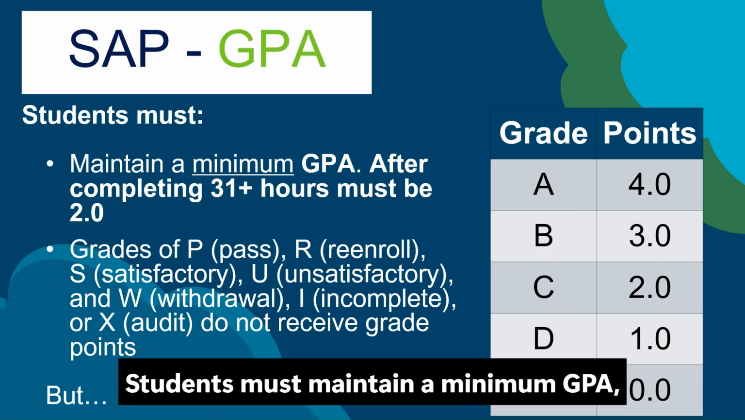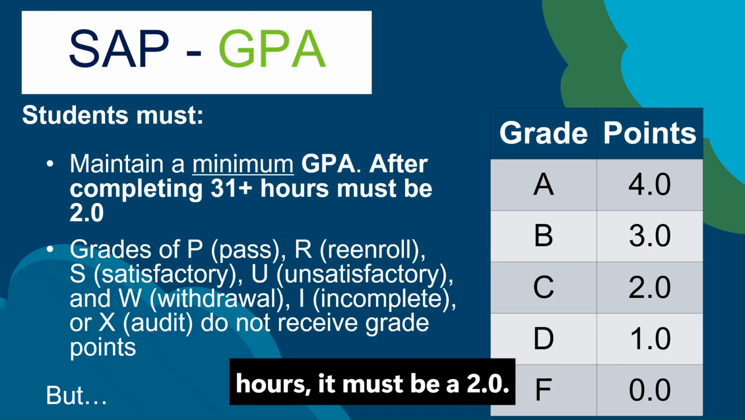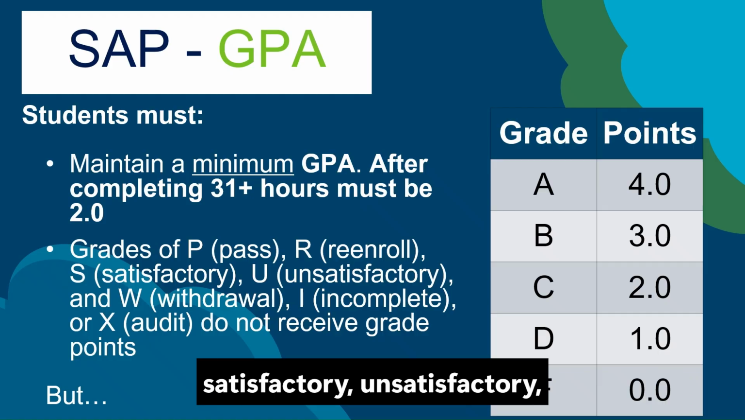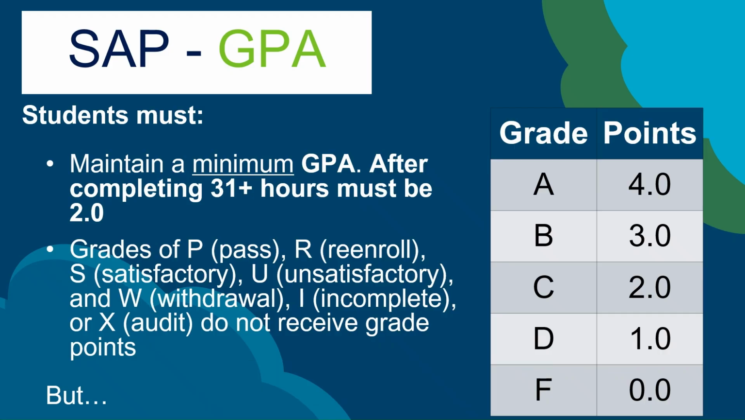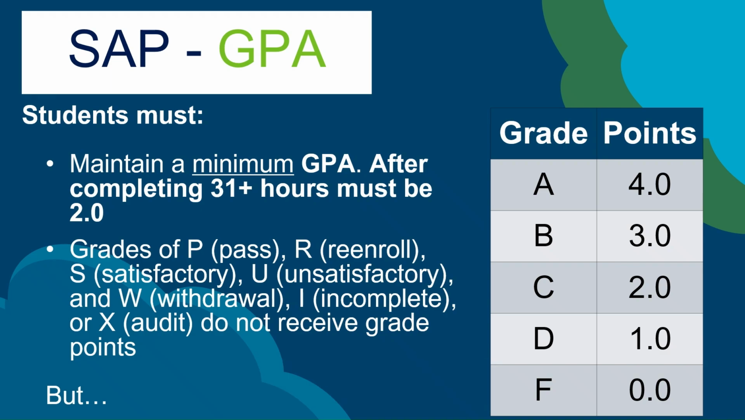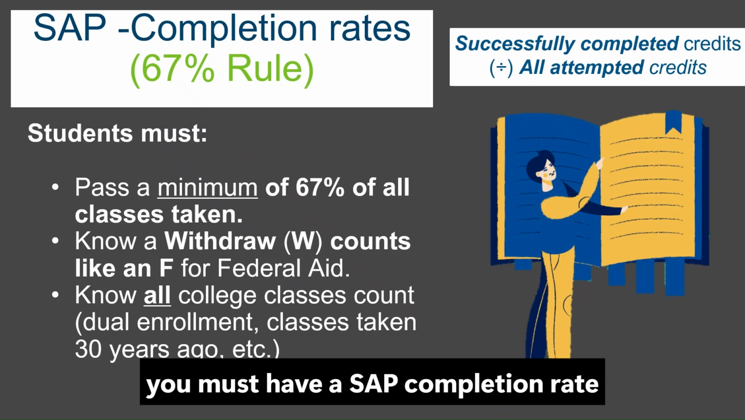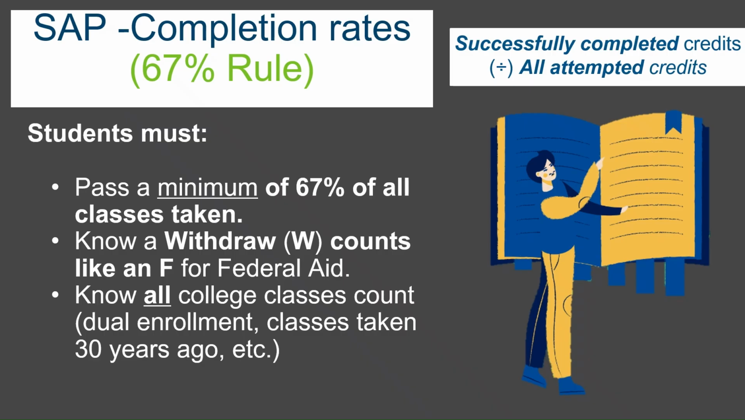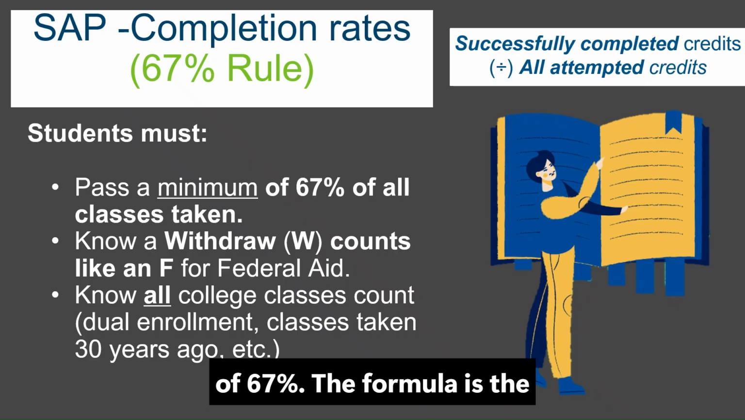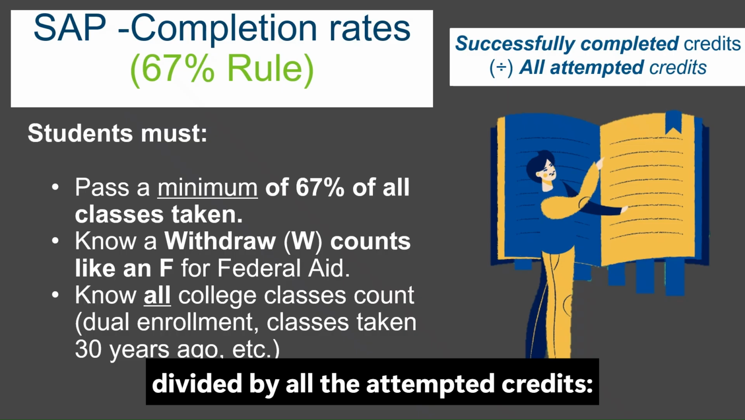Students must maintain a minimum GPA, and after completing 31 or more credit hours, it must be a 2.0. A grade of pass, re-enroll, satisfactory, unsatisfactory, withdrawal, incomplete, or audit does not receive grade points. But you must also have a SAP completion rate of 67%. The formula is the number of successfully completed credits divided by all the attempted credits.